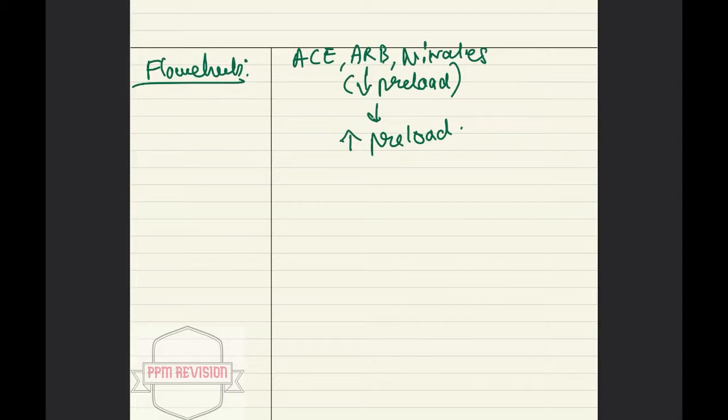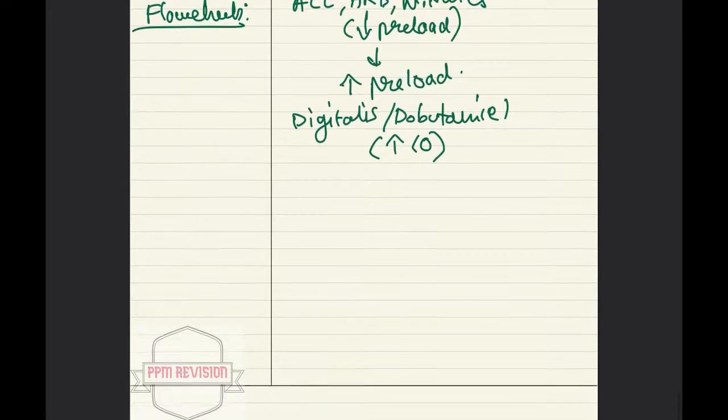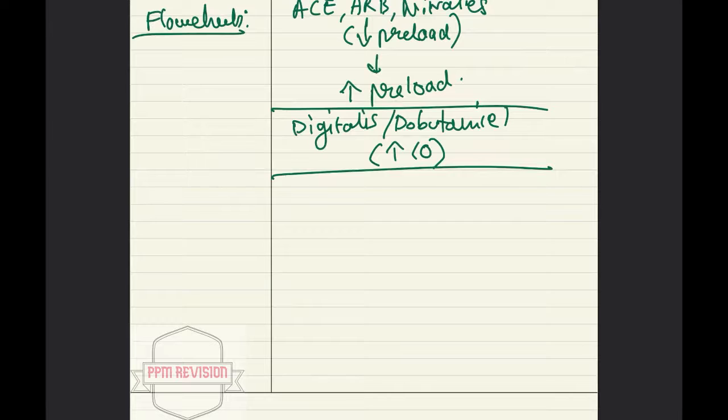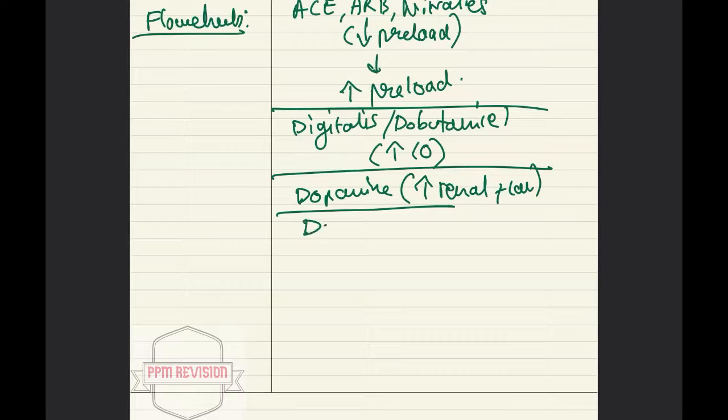And next, if we look at drugs such as digitalis and dobutamine, there is an increase in cardiac output as well. Next, drugs such as dopamine increase the renal flow. And drugs such as diuretics increase sodium and water excretion.